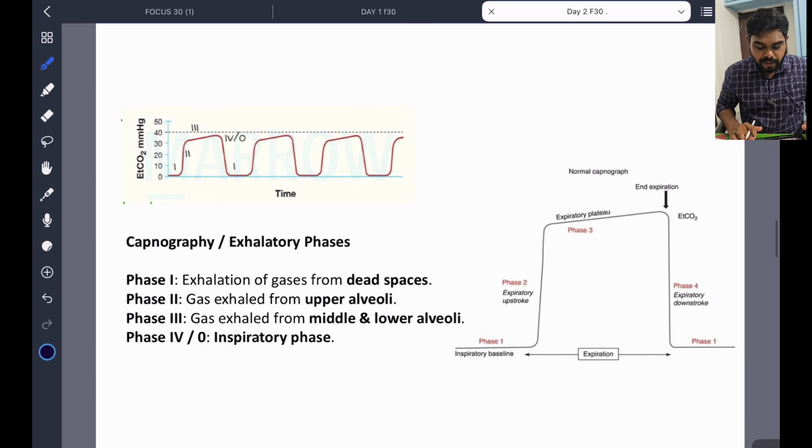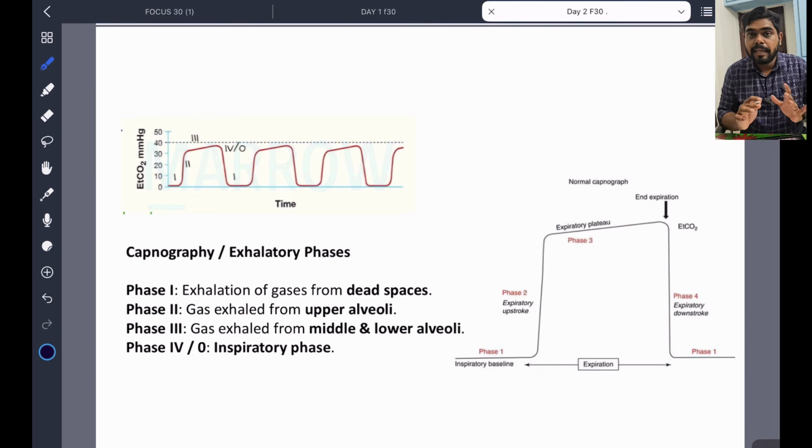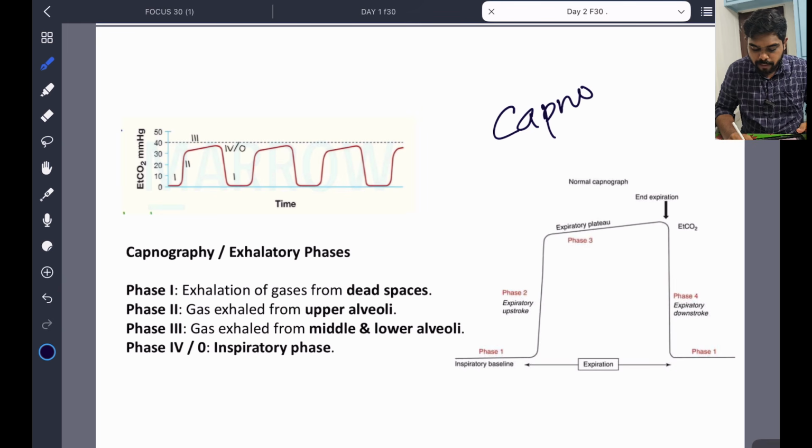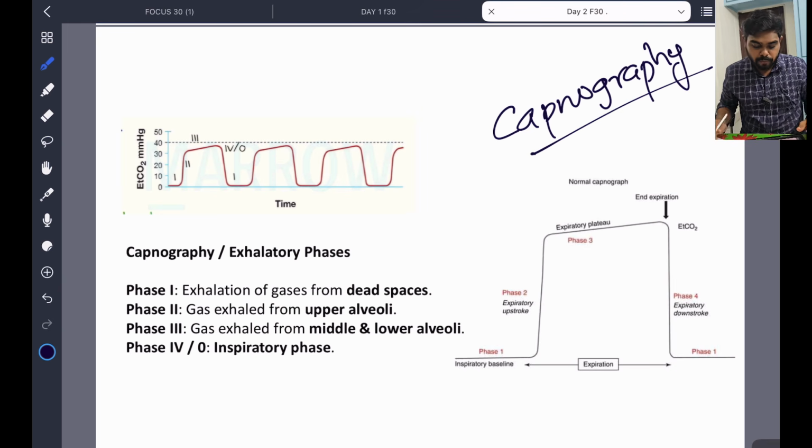Okay. Now we are going to some other topic. This is a very important topic. Okay. There will be a direct question, and please, if you make a small mistake here, you will lose one important question. So this is called capnography, which is very important in anesthesia, in the OT setup. Okay, what is capnography? So we'll see.